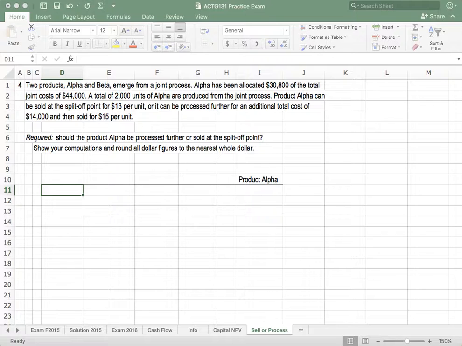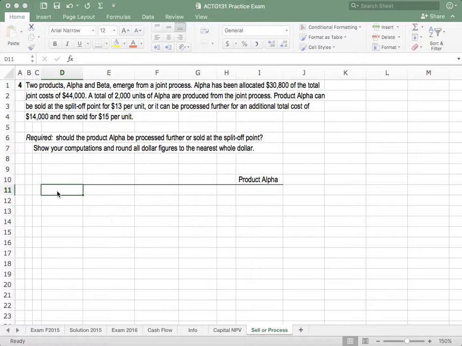So here we go. The first thing is, here are the two products, alpha and beta. Alpha's allocated $30,800 of the total joint cost. So here's the total cost. There's alpha's. Alpha can produce 2,000, and they can be sold off at the split-off point for $13. That should say, or it can be processed further.